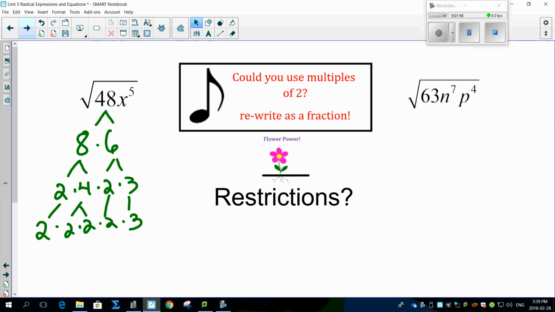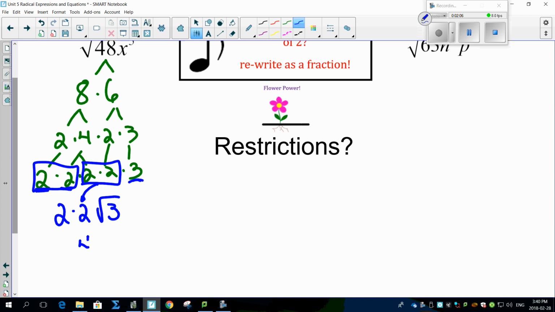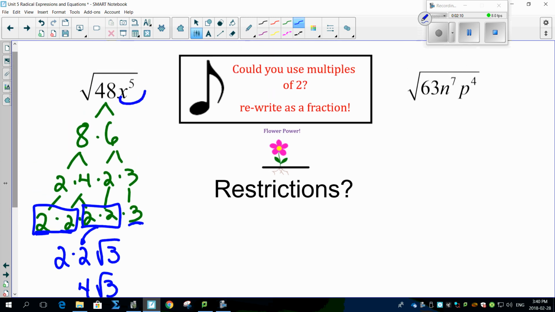Start looking for pairs. There's a pair. So take a 2 out. Oh, look, there's another pair. Take another 2 out. Beautiful. And you're left with 3 behind. So that's going to be under the original radical sign. So far, I'm dealing with 4 root 3. But here's the question. Now I got x to the 5. So if you think about it, there's x times x times x times x times x. Oh, what a waste of time.